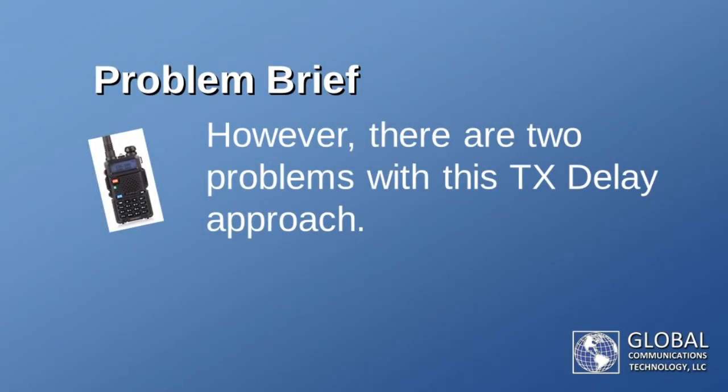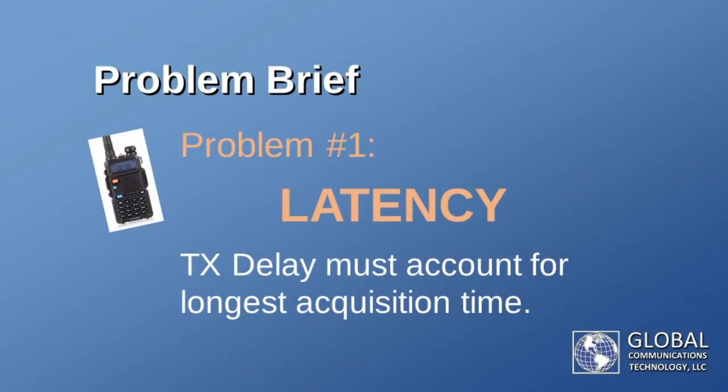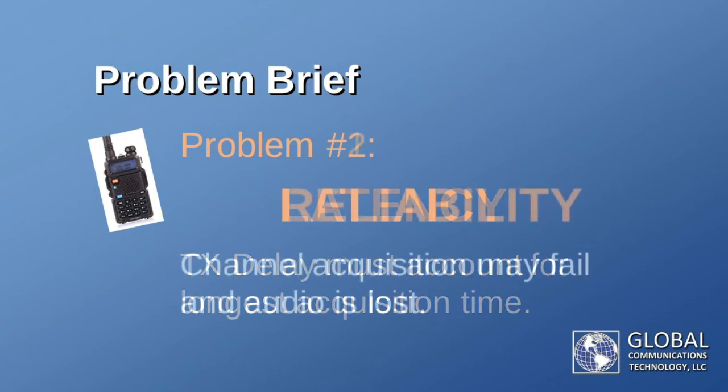But there are two problems with this approach. First, the channel acquisition time is indeterminate. It could take 1 second or it could take 5 seconds. Usually it's pretty short, but since it can be long, you usually have to configure the transmit delay feature for the longest realistic time, or you end up cutting off the beginning of the audio. And configuring it for that long time adds a lot of unnecessary latency, which is really not good.